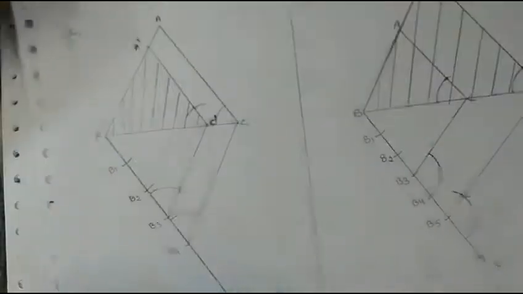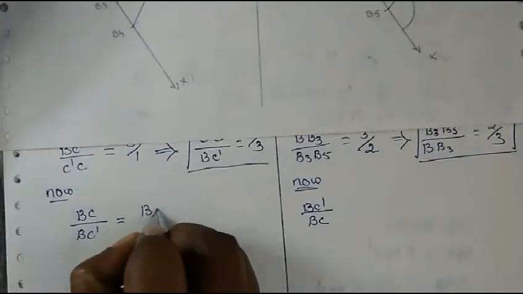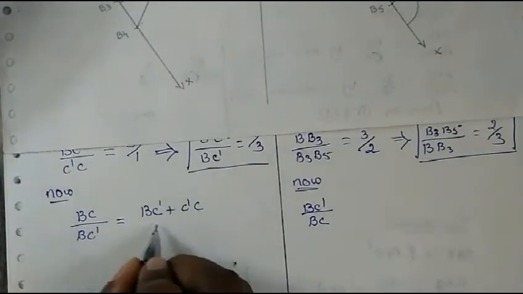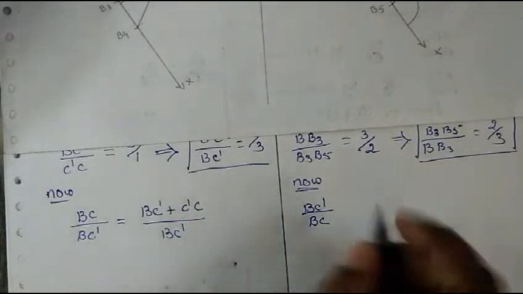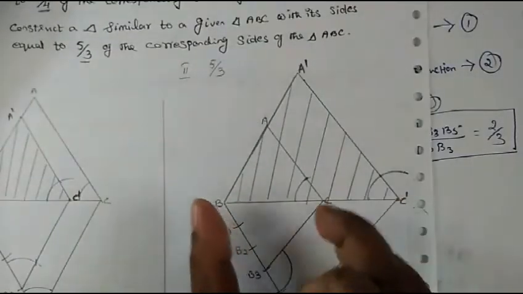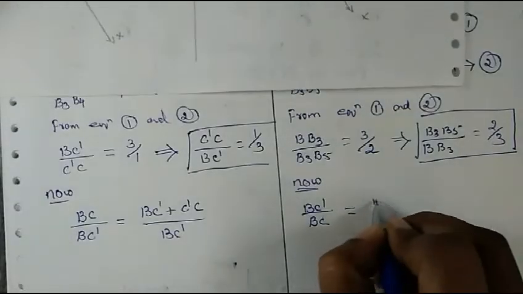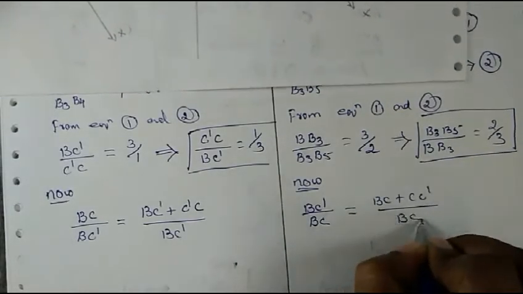So BC can be written BC dash plus C dash C. So BC dash plus C dash C, okay, upon this BC dash as it is. So same way here also, BC dash can be written BC plus C dash. So BC plus C dash, this BC as it is.